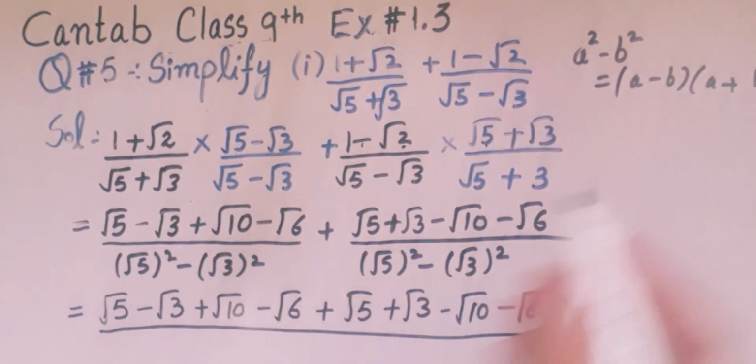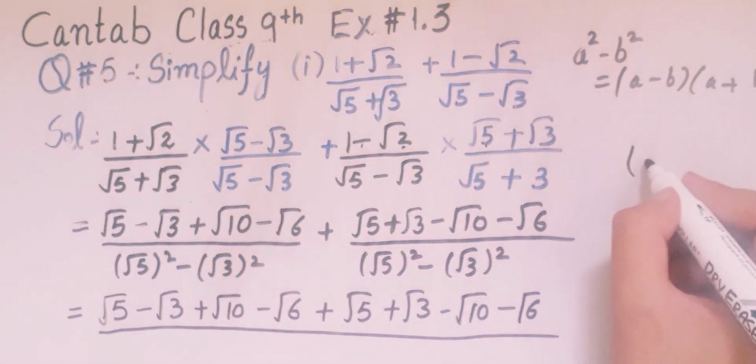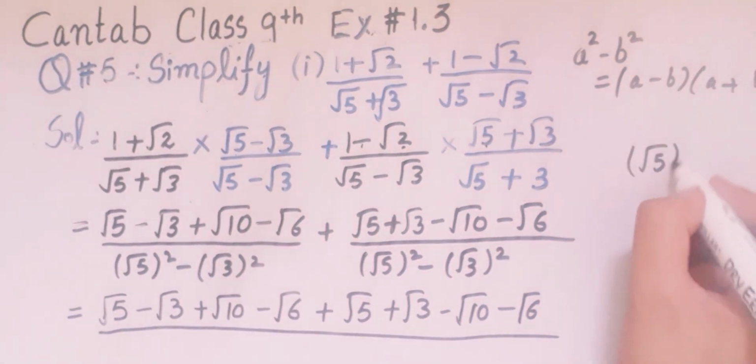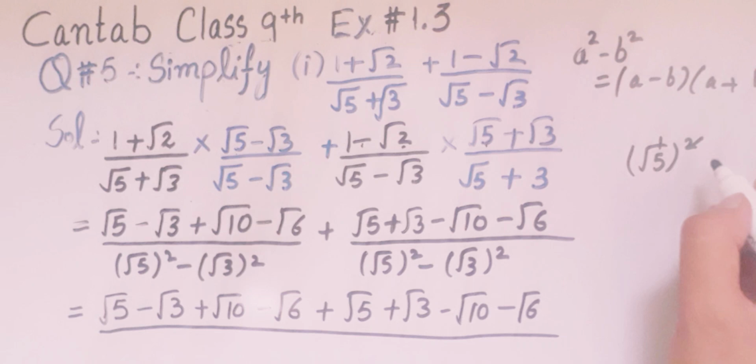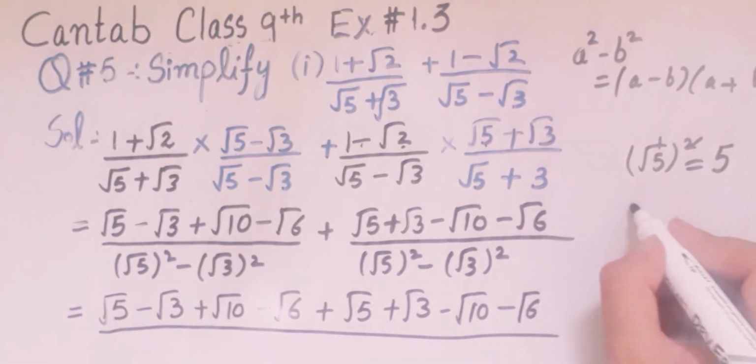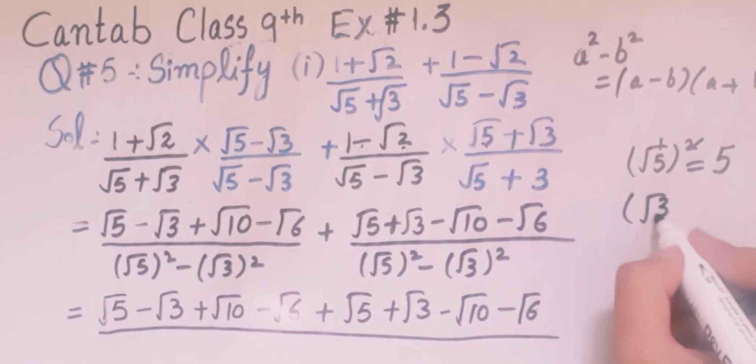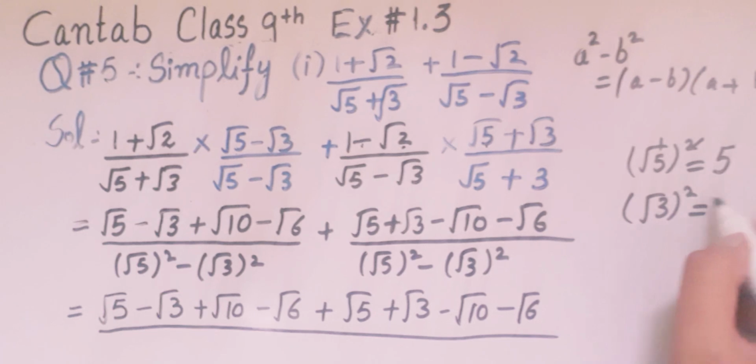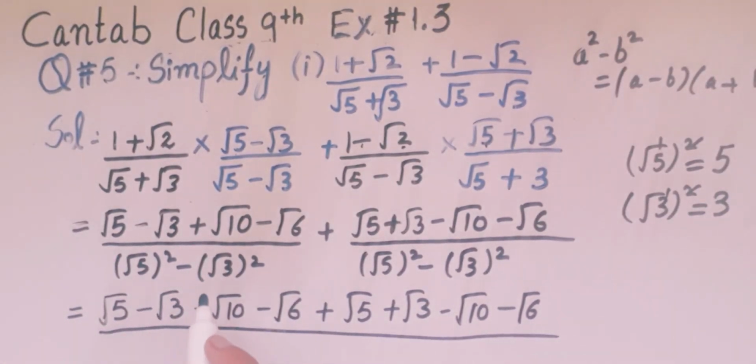And we know that square root of 5 square will be cancelled by this square and we have only 5, and square root of 3 square will be cancelled by this square and we have only 3. So 5 minus 3 is 2. So the LCM of this question is 2.